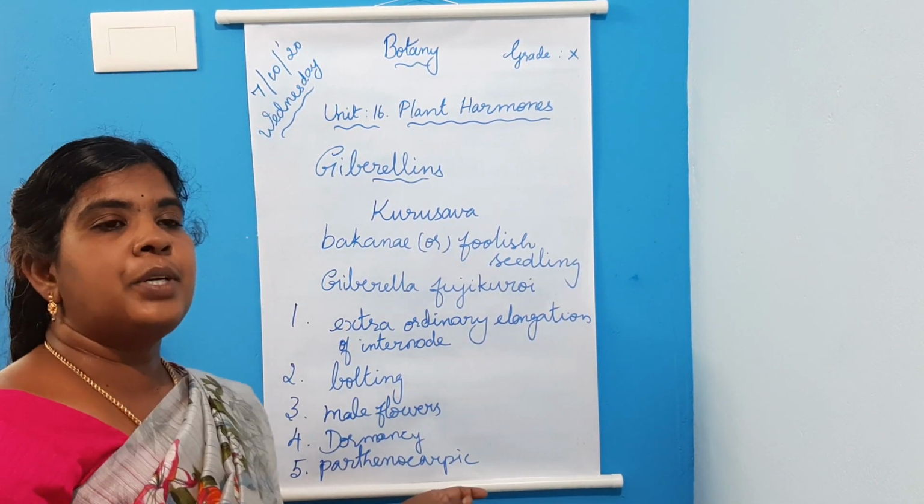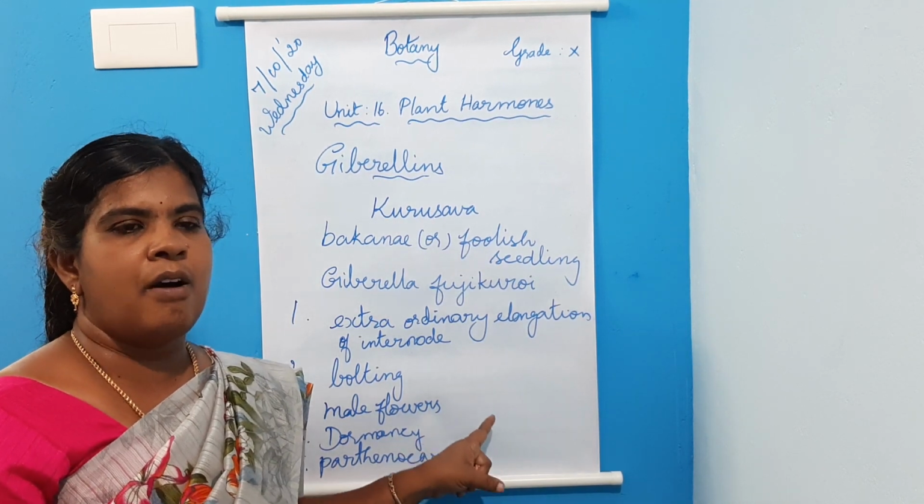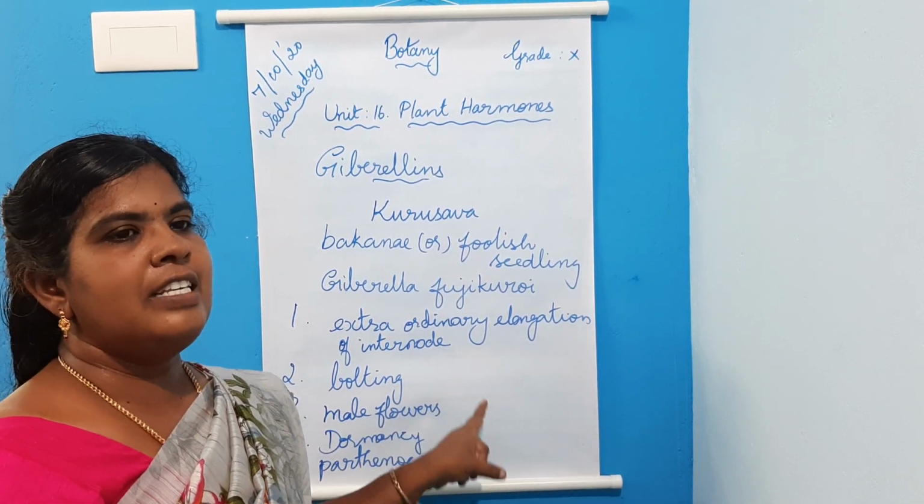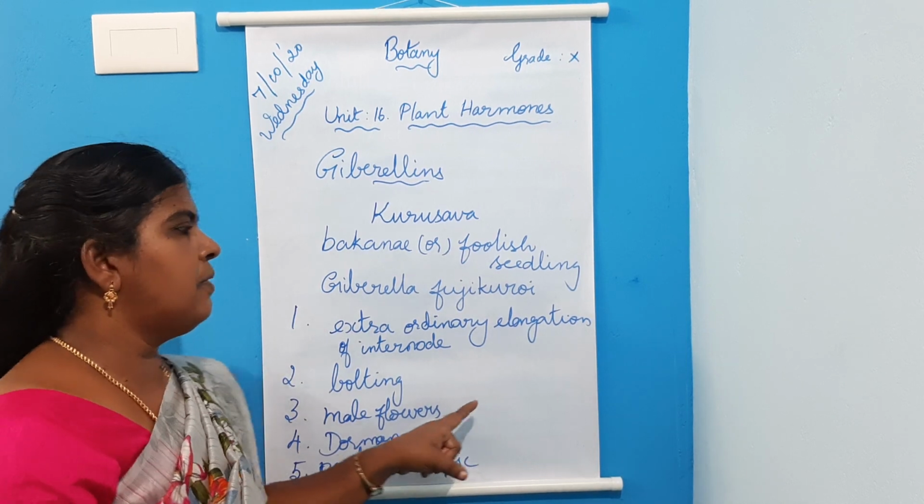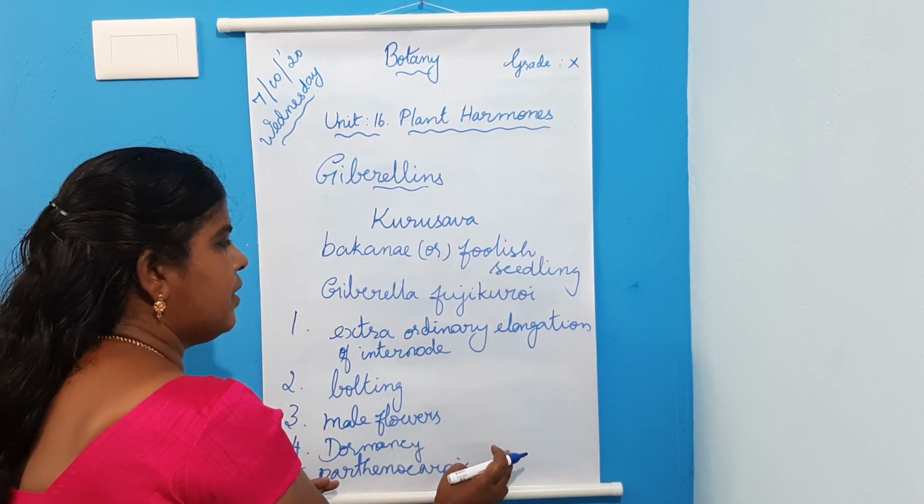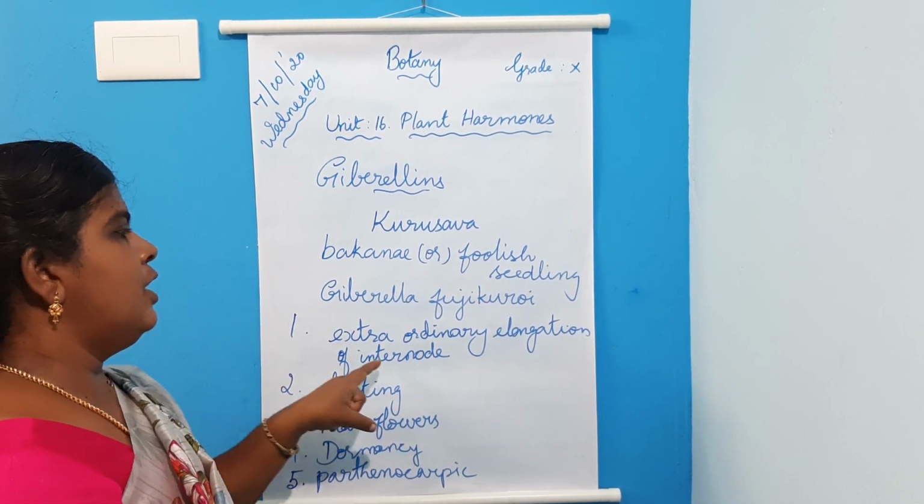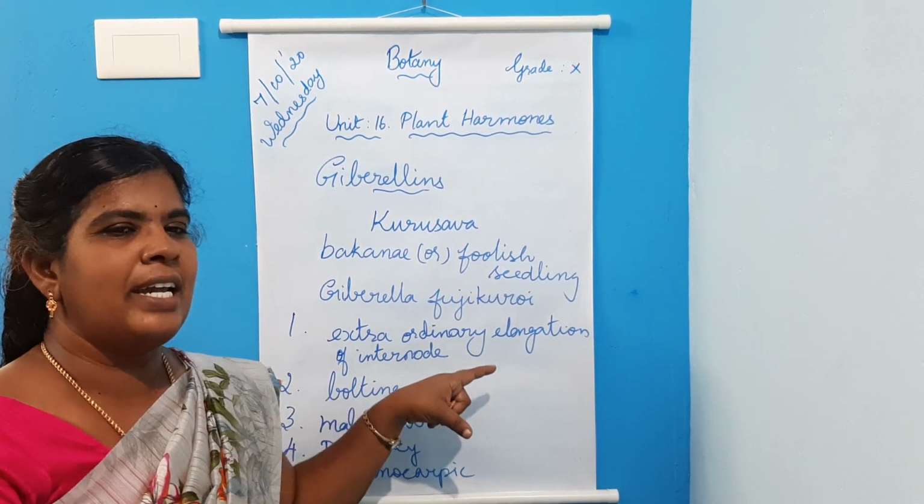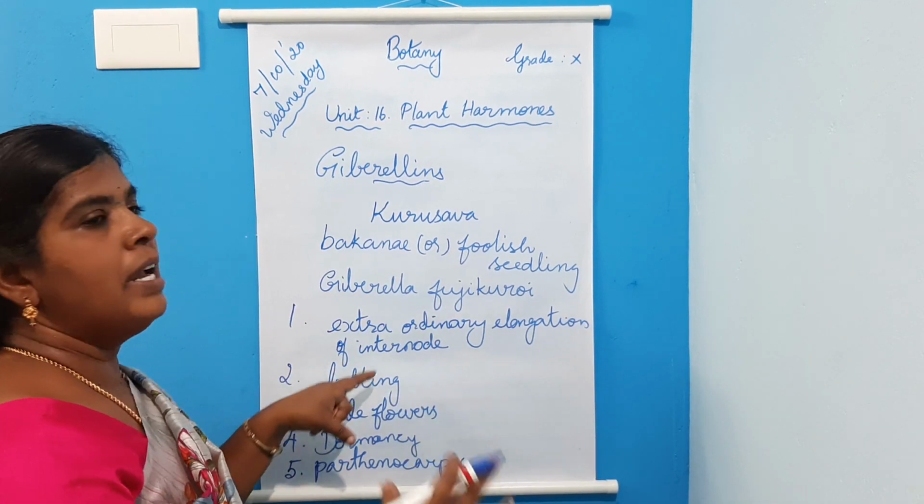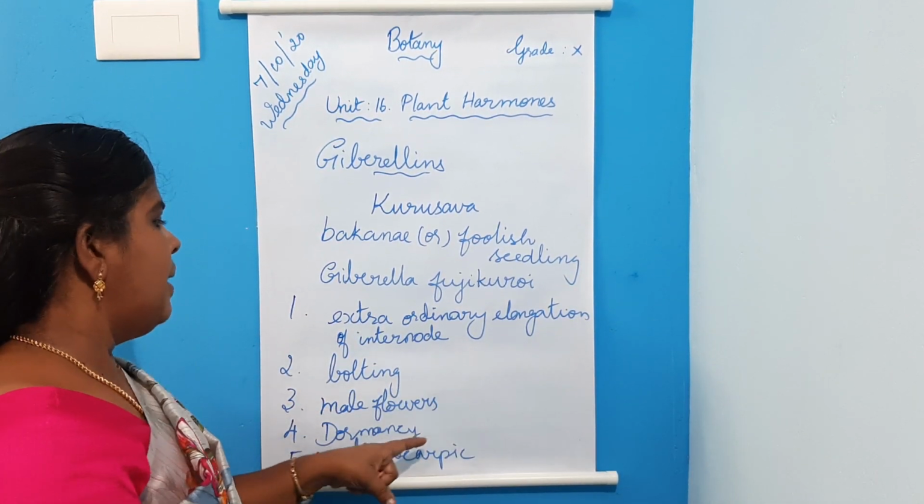What are called parthenocarpic fruits? Fruits formed without fertilization. These fruits are called parthenocarpic fruits. These are the physiological effects of gibberellins or gibberellic acid. First one is it stimulates the extraordinary elongation of internode. Example, corn and pea plant.